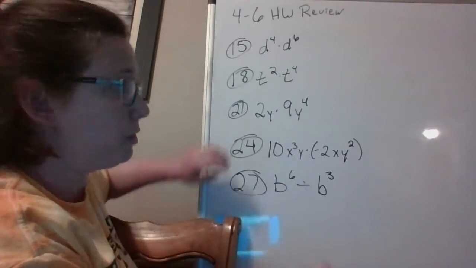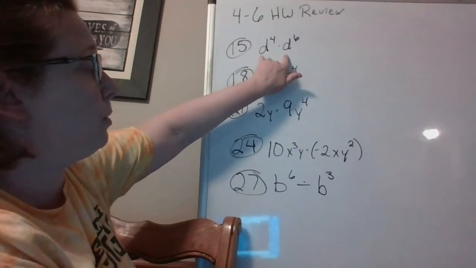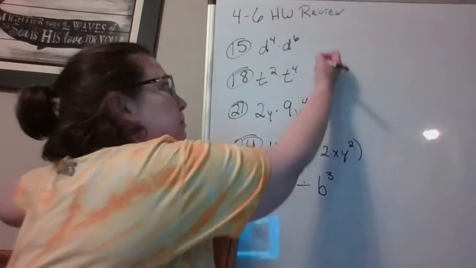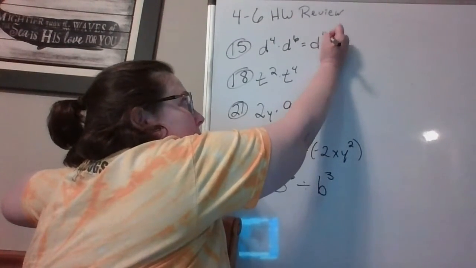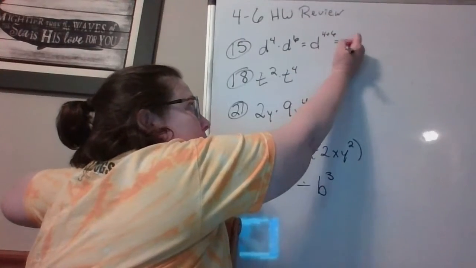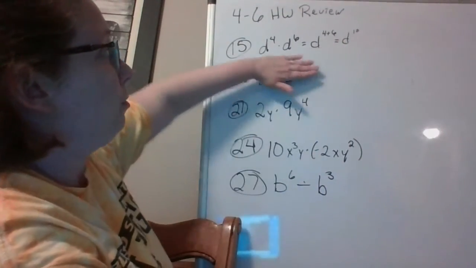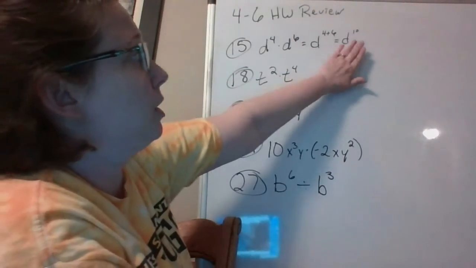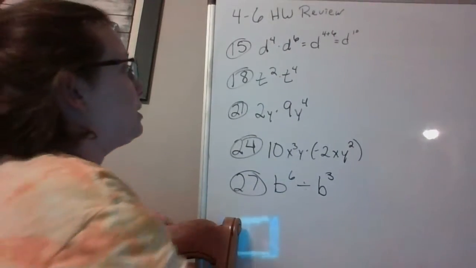When you have the same base and they're being multiplied, what you're going to do is take your two exponents and add them. So your base stays the same. You add your two exponents, and that gives you a simplified answer. Rather than d to the power of 4 times d to the power of 6, we get d to the power of 10. Number 18 is similar.